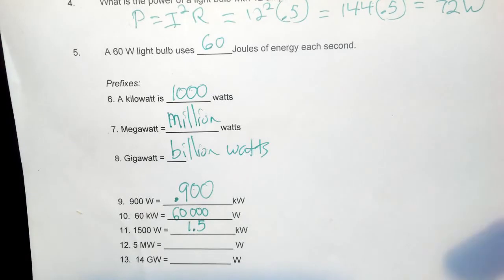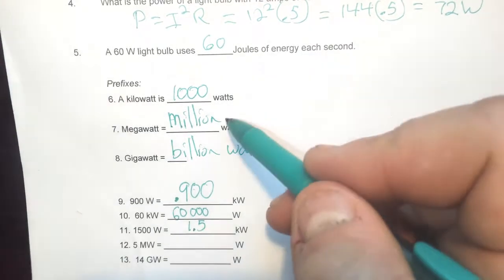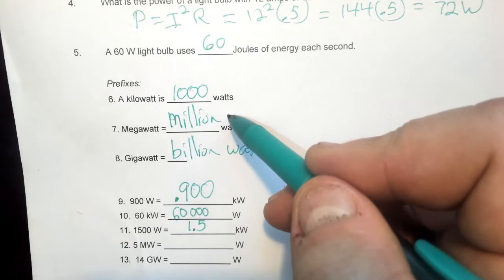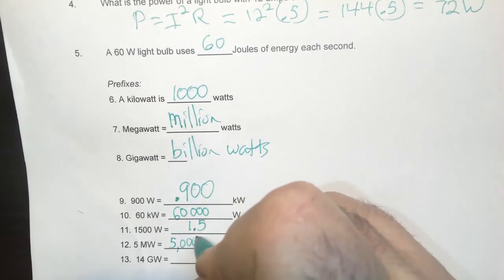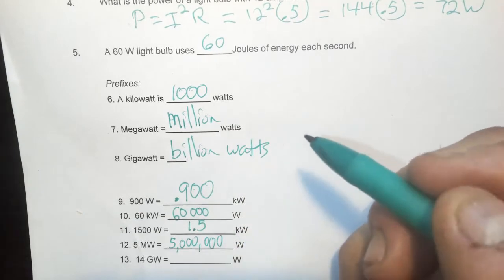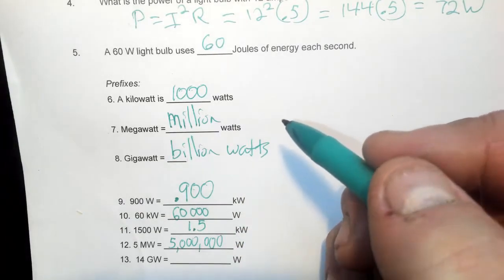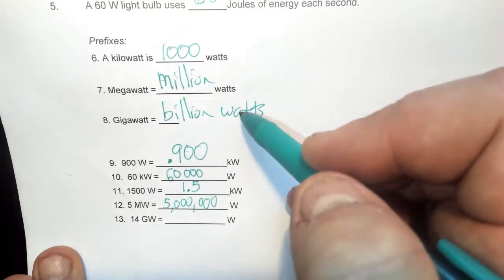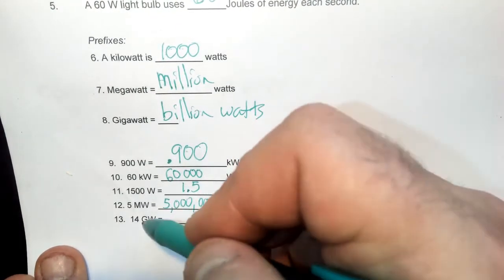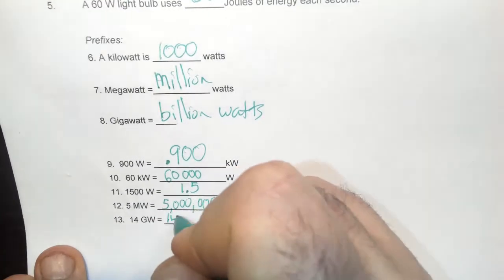5 megawatts is how many watts? Well, 1 megawatt is 1,000,000. So 5 megawatts is going to be 5 million. 14 gigawatts is how many watts? Well, 1 gigawatt is 1 billion, so 14 gigawatts is going to be 14 billion.